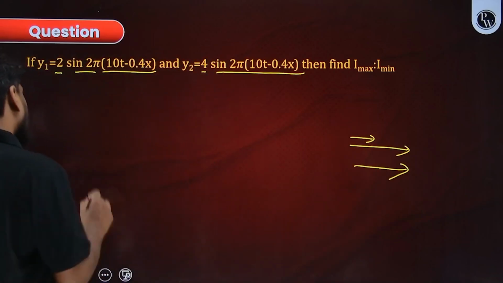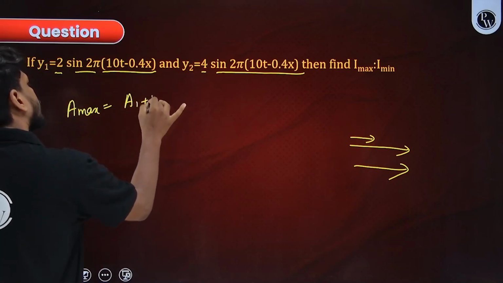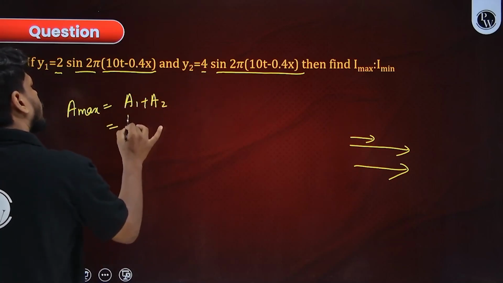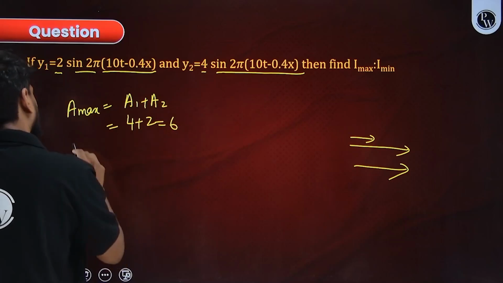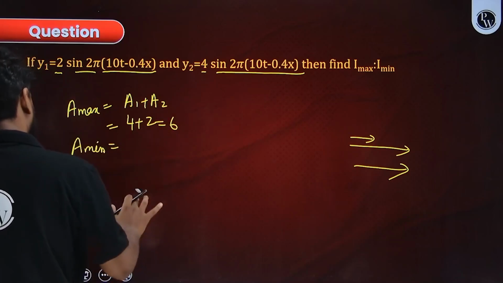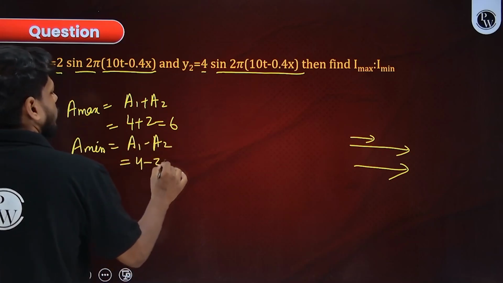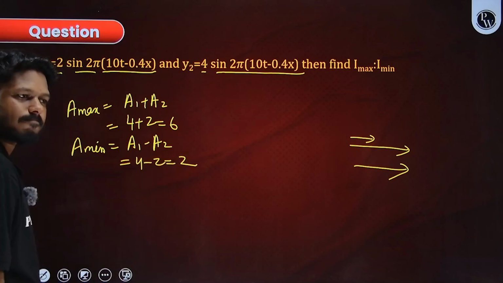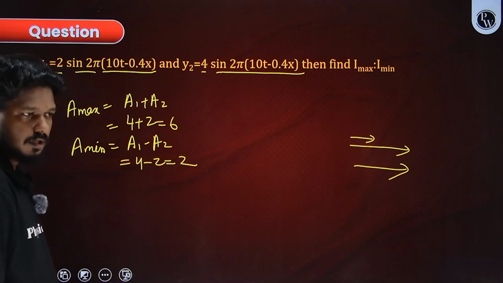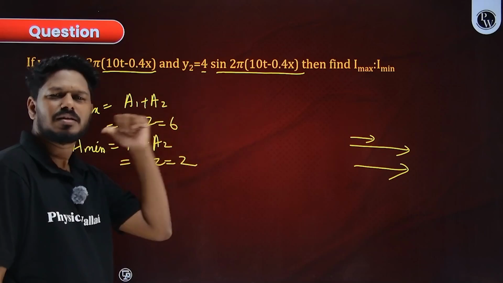So what will be my A maximum, sir? My A maxima will be A1 plus A2. One is 4, another is 2, so 4 plus 2 is equal to 6. What will be my A minima, sir? A1 minus A2. So 4 minus 2, which is equal to 2. Right? Sir, if I put 2 minus 4, I will be getting minus 2. Minus is representing the resultant is in the opposite direction.